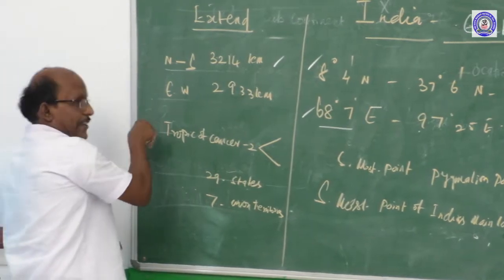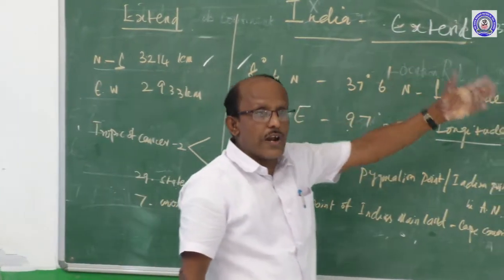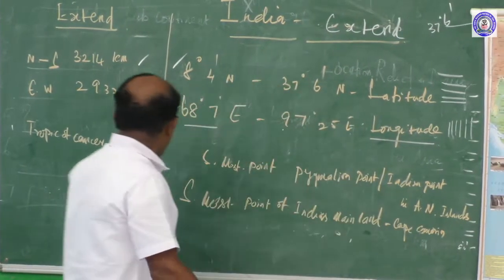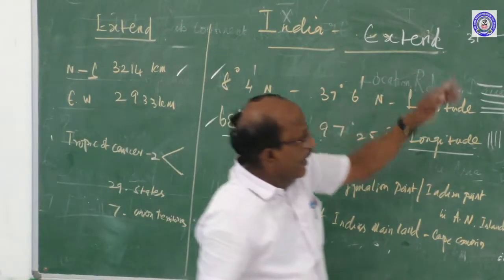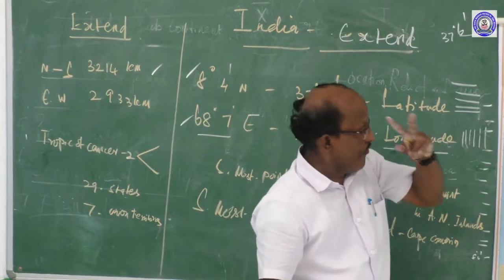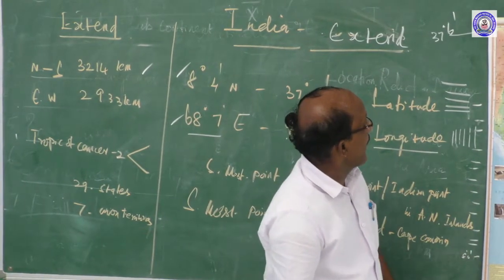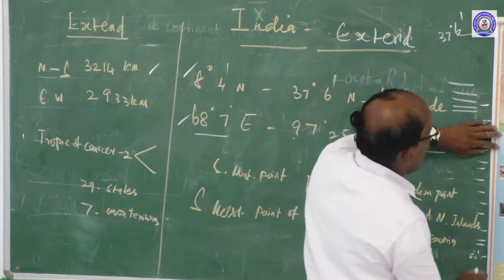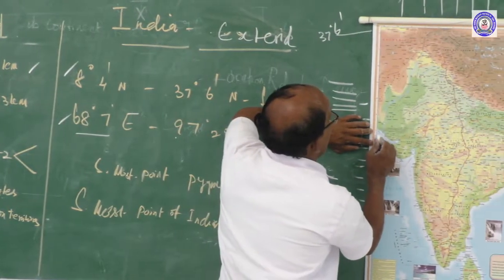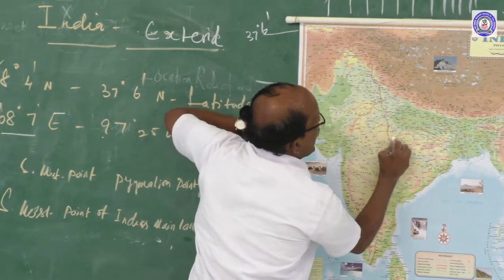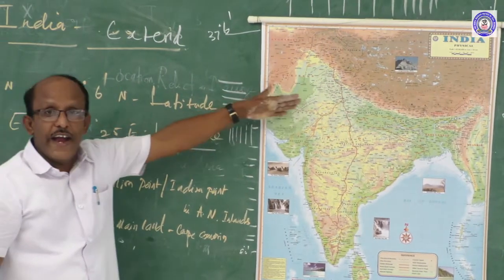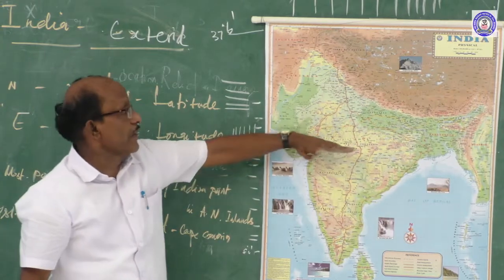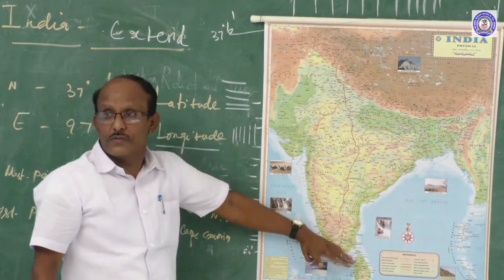The next question is one more imaginary line like latitude and longitude. That is the Tropic of Cancer, which divides the whole of India into two equal halves. The imaginary line which divides India into two halves is called the Tropic of Cancer, which divides India into a northern part and a southern part.